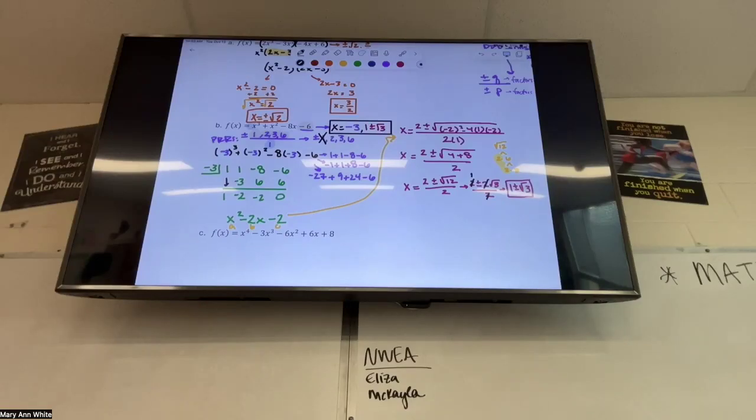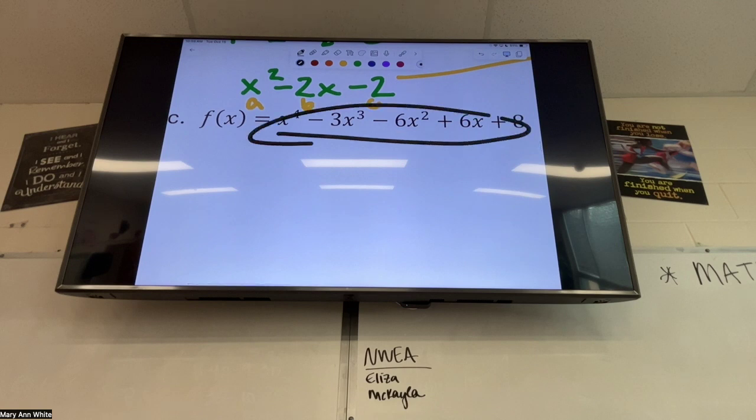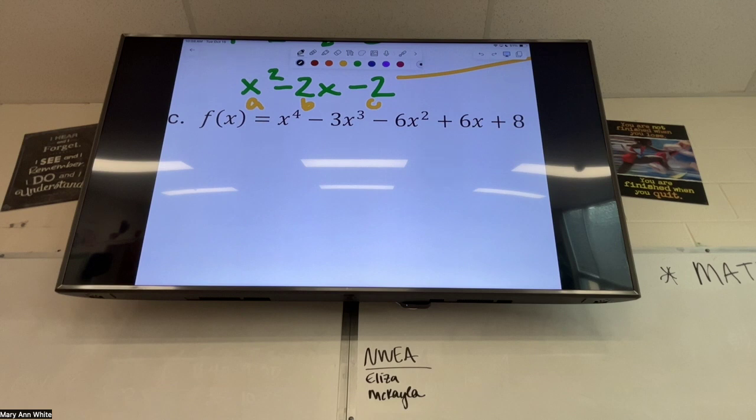What do I try first? Anytime I look at one of these problems, what do I ask myself if I can do first? Factor or quad form? Can we do either factor or quad form to this one right here? No. Then what do I try? Good. We do our PRRs. Very good, Joey. What is my constant here? 8. Good. So factors of 8 are 1, 2, 4, and 8. What's my leading coefficient? 1. What are my factors of 1? 1.